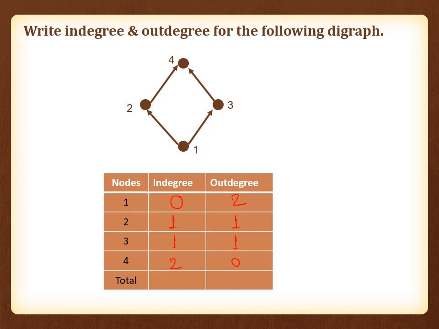Now if we count, the total in degree of all vertices is 4 and the out degree of all the vertices is 4, and in degree is equal to out degree and it is equal to the number of edges in the graph. So in degree is equal to out degree is equal to the number of edges in the graph.